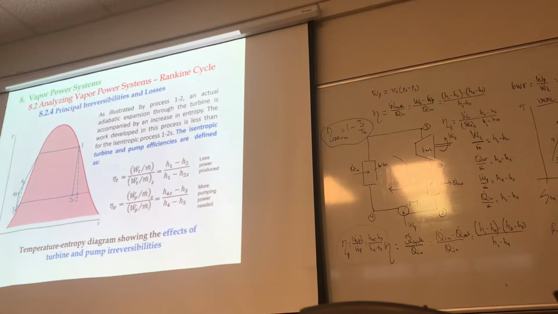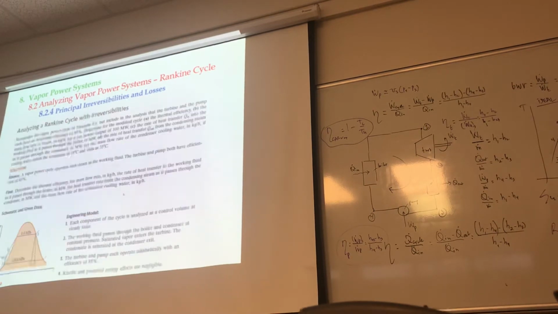These equations are only there to be able to calculate H2, because H2S you can get just assuming isentropic. And if this is given, then you can get H2. The rest of the analysis is exactly the same. Okay? So it's just another step in the usual calculation.